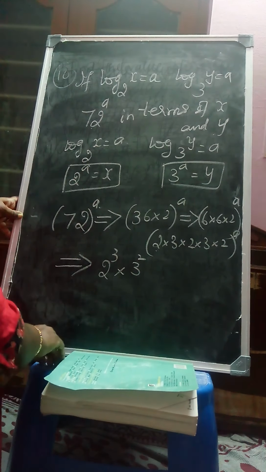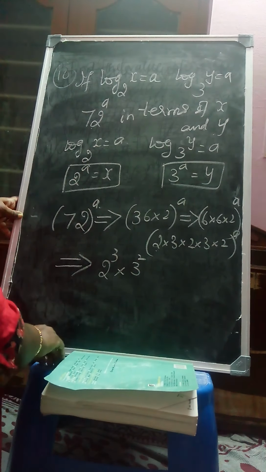You can do this even with the prime factorization method, children. No problem. Now, this is raised to the power of a. Okay. Now, I will take it out separately. Now, see here, power law. I am going to take 2 raised to the power of a, into 3 raised to the power of a whole square.